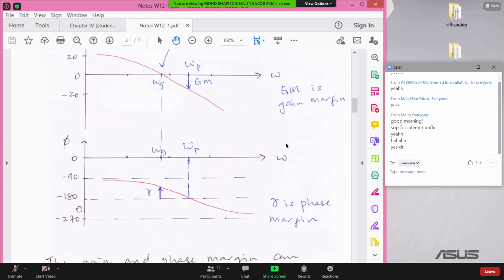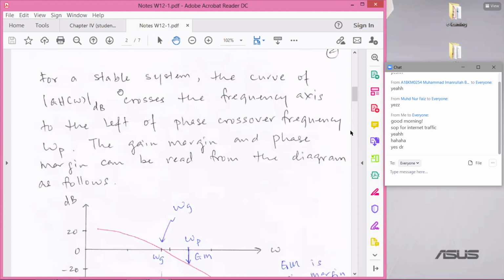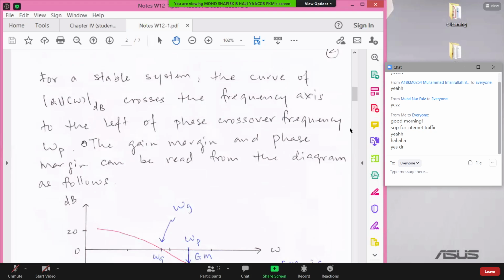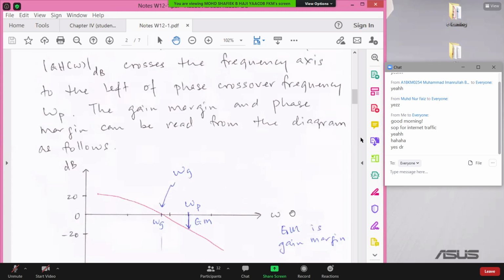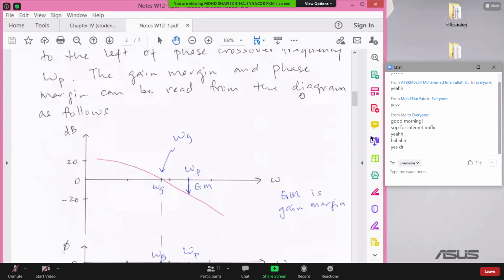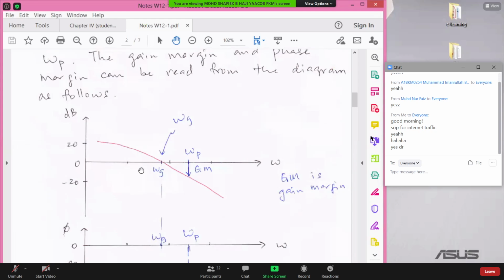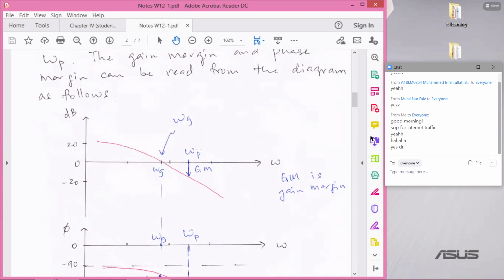So the frequency when the phase angle is negative 180 is known as the phase crossover frequency. So how do you know whether the system is stable or not? The system is stable when the curve of the decibel crosses the frequency axis, the horizontal axis, to the left of the phase crossover frequency. This is now an example of a stable system. This is the phase crossover frequency, and the curve of the decibel crosses the horizontal axis to the left of the phase crossover frequency. Then we know that this is a stable system.